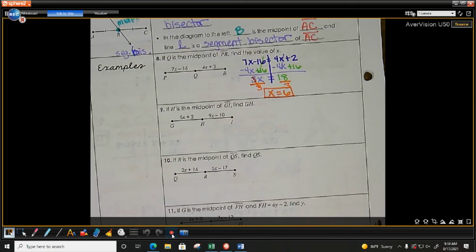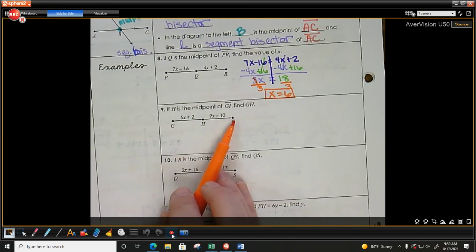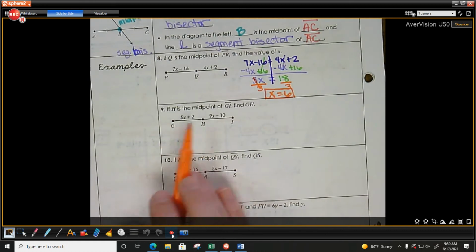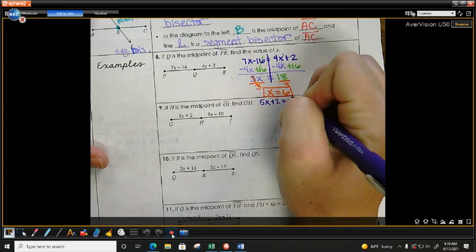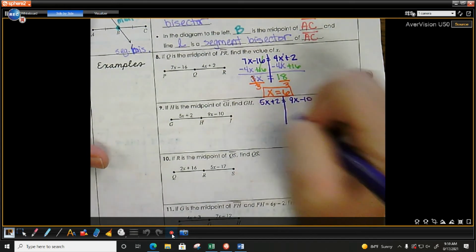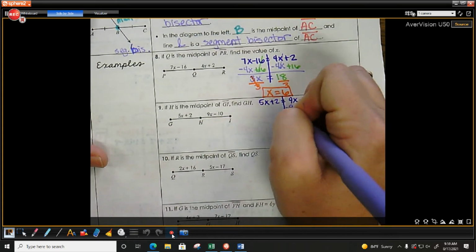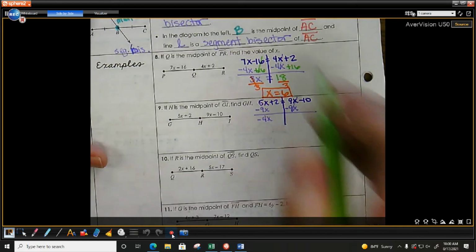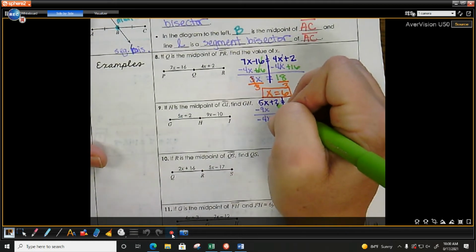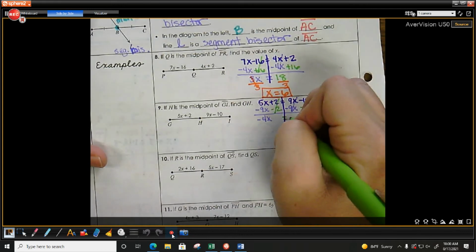Okay, next. H is the midpoint of segment GI. So if H is the middle, what does that mean about GH and HI? They're congruent, set them equal to each other. 5x plus 2 equals 9x minus 10. Again, I always move my x's to the left, so I can move my 9x from the right to the left. Minus 9x. And what's 5x minus 9x? Negative 4x. And then I'm going to do what to move my 2 over? Subtract 2. So what's negative 10 minus 2? Negative 12. What do I do next? Divide by negative 4.